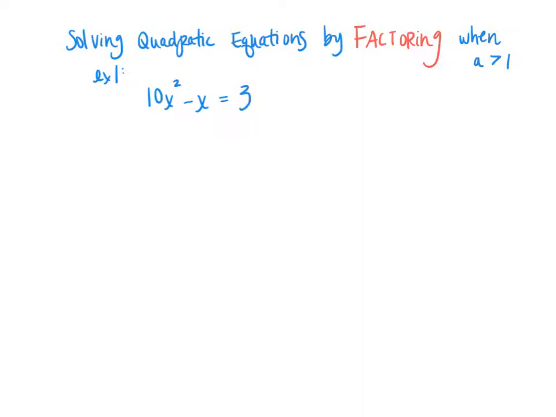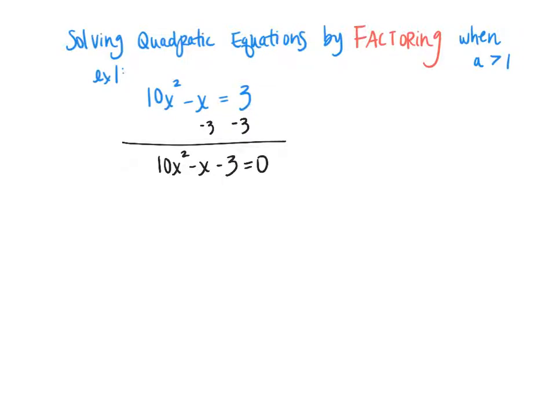We have been factoring quadratic equations where a is 1, and today we're going to look at some more difficult quadratics where a is larger than 1. And many times we can still factor, so we're going to try. Our first step is to get one side equal to 0, just like we've been doing. So that gives us 10x squared minus x minus 3 equals 0.